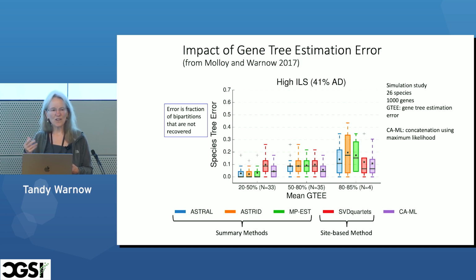So for those of you who are ever going to do a species tree estimation, just bear in mind the relative accuracy of methods depends upon the data. Do you have a lot of ILS? Do you have a lot of gene tree estimation error? You're going to have to think about that when you think about methods, okay? Any questions about this? Okay.